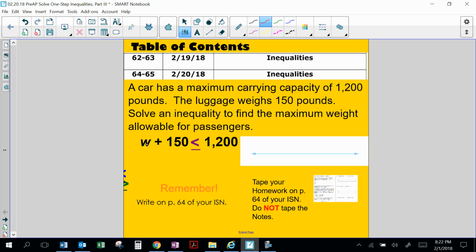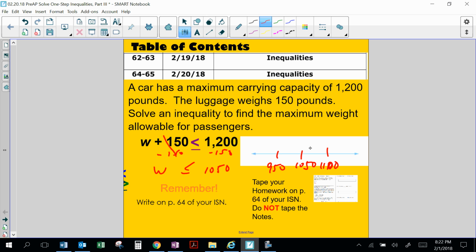So we want to solve for the variable. We need to subtract 150 from both sides. This cancels. 1,200 minus 150 is 1,050. So W, the weight, has to be lesser or equal to 1,050. So here's 1,050. Let's do 1,100, and let's do, I don't know, 950.